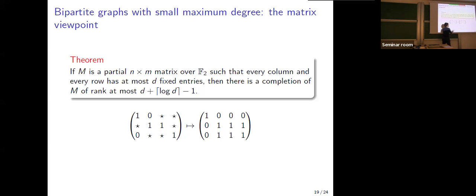And this completion of the matrix has the property that the rank is at most d plus log d minus 1, just because it's the product of two matrices of dimension something times d plus log d minus 1. And actually, in an infinite field, you can drop this plus log d minus 1, because the counting argument becomes simpler: you cannot cover the full space with finitely many proper subspaces in an infinite field. So this plus log will disappear.